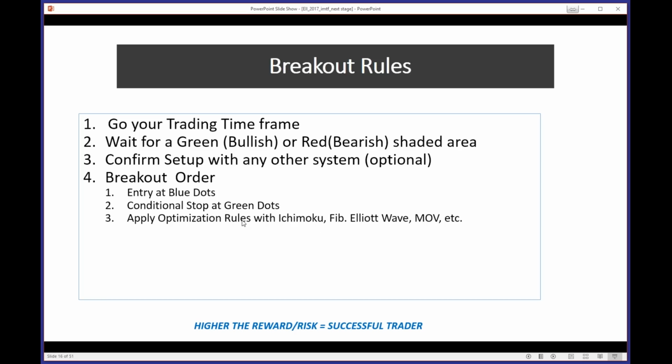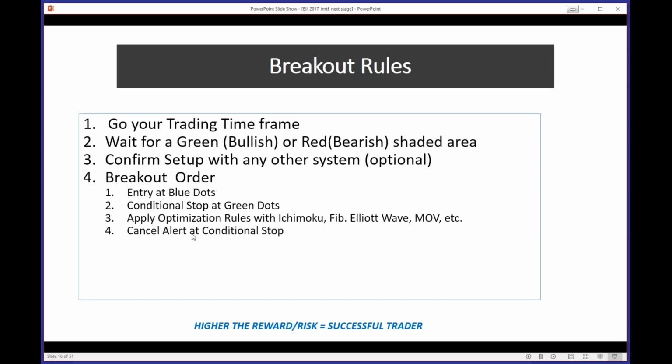So you could apply optimization rules with Ichimoku concepts, such as looking at momentum and other things, or you could even use other technical systems such as Fibonacci, Elliott Wave, and so forth. I will show you some live examples of Fibonacci and Elliott Wave with this IMTF indicator in just a moment. Once you do that and your optimization rules say this is still a green light to place the trade, you go ahead and move forward.